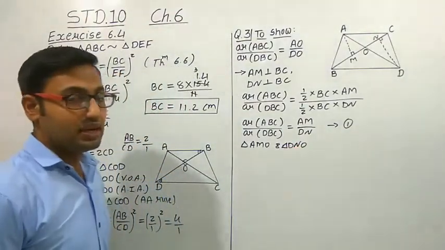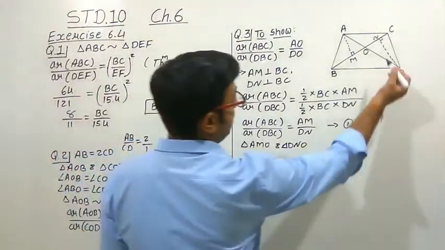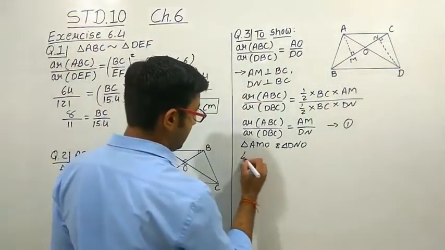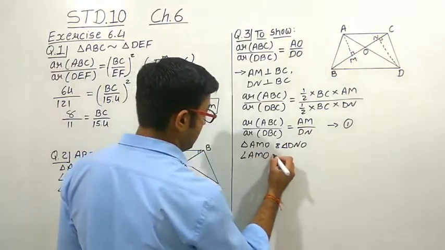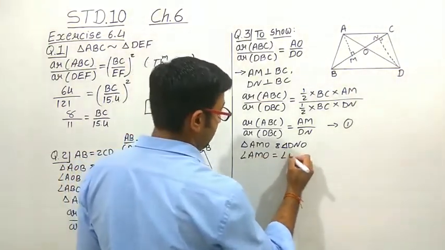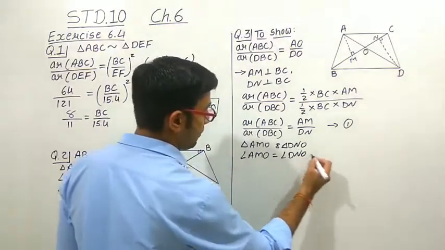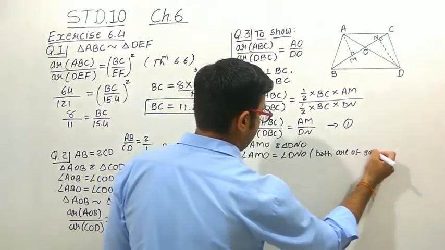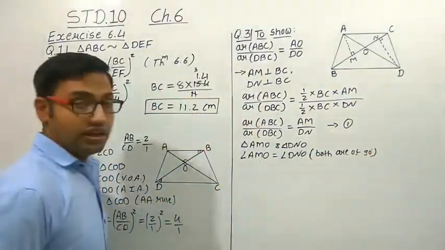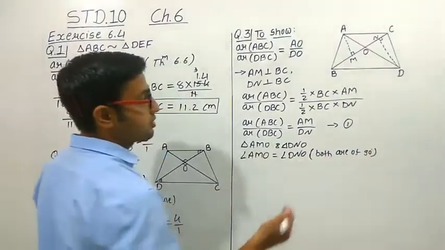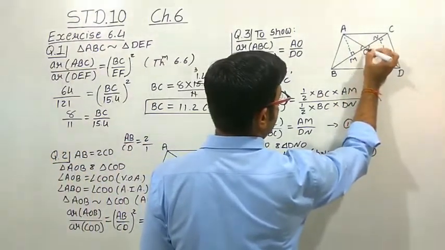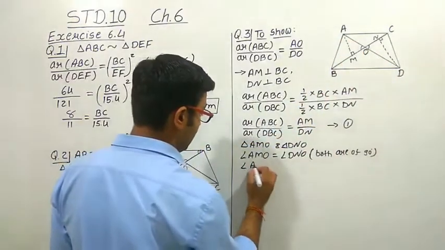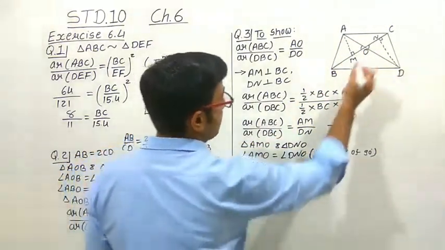Now what we have to do, you know very well, is prove that the two triangles are similar. As we have drawn the perpendiculars, angle AMO and angle DNO will become equal because both are 90 degrees, right? Can you think about the second condition? Yes, obviously. See, these are vertically opposite angles.